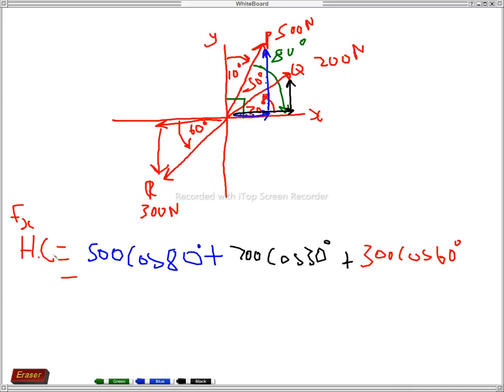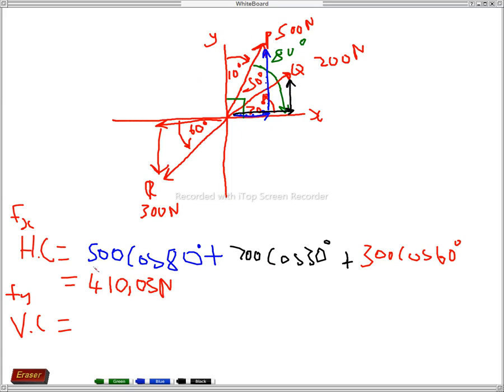When I punch my calculator, I get my answer, 410.03 newtons. I just rounded off to 2 decimal places. So this is the answer for the horizontal. Now we have to determine the vertical components. For the vertical components, we can use f of y, meaning the forces that act on the vertical. Therefore, now we can just set up the equation for the vertical components.